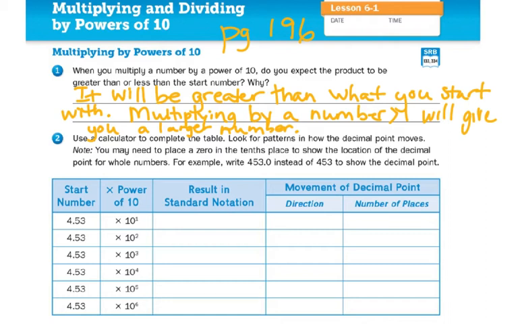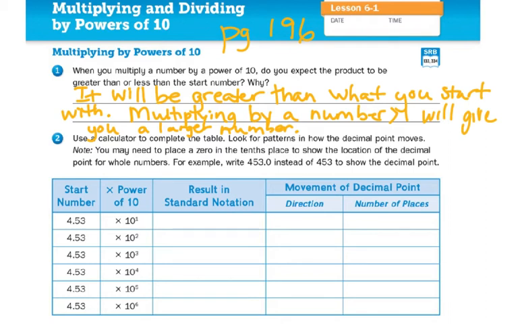Number 2, use a calculator to complete the table. Look for patterns in how the decimal point moves. Note, you may need to place a 0 in the tenths place to show the location of the decimal point for whole numbers. For example, write 453.0 instead of 453 to show the decimal.